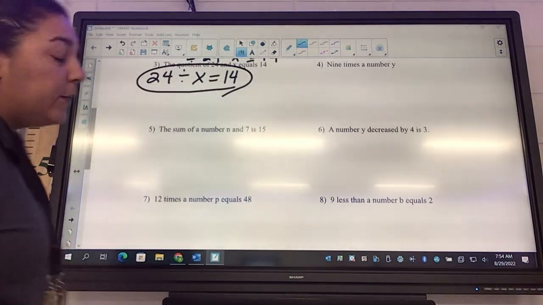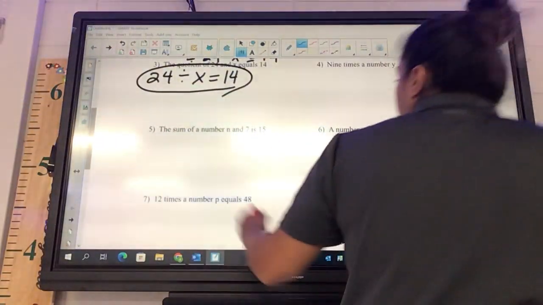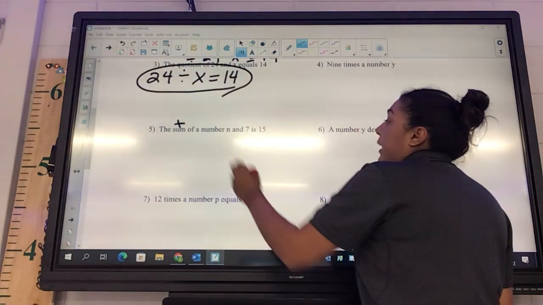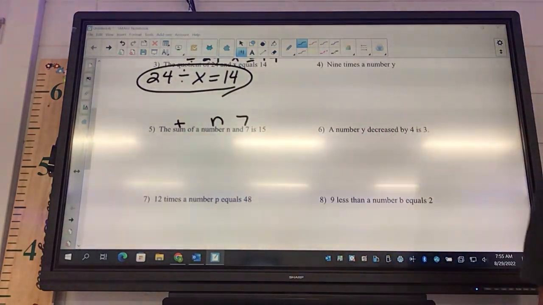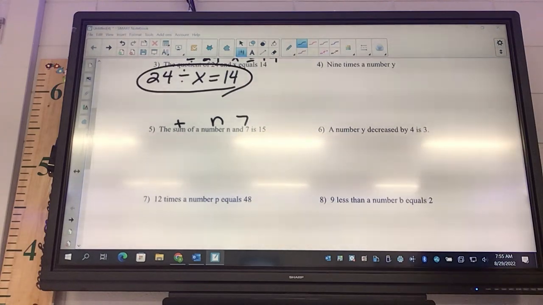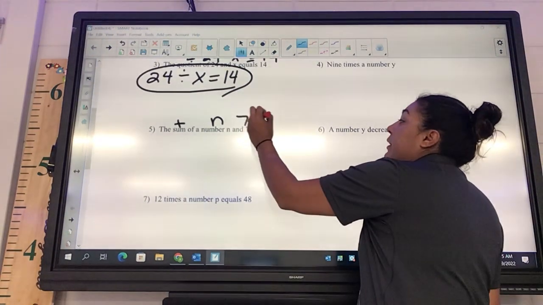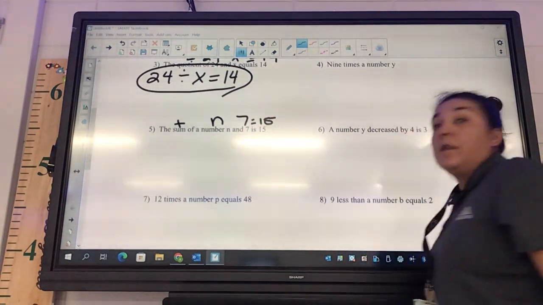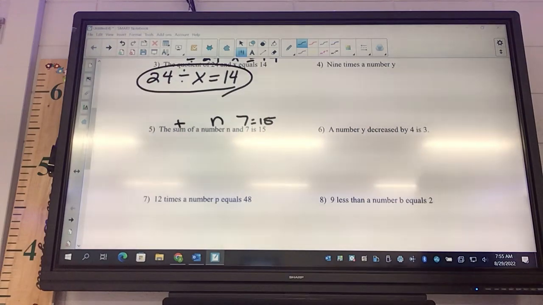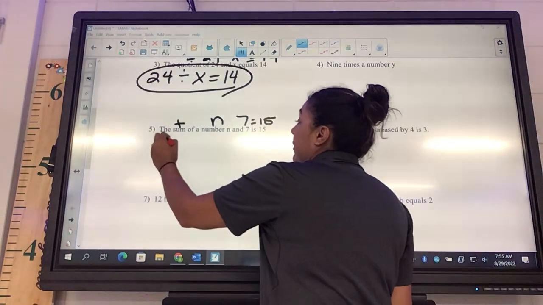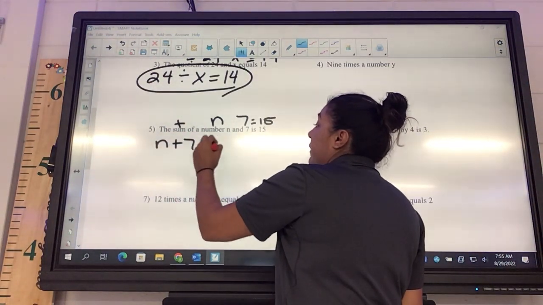The sum, what's sum mean? Add, of a number n and 7 is, what does is mean? Is means equals. Okay, is 15. So what should it look like when we write it all out? n plus 7 equals 15.